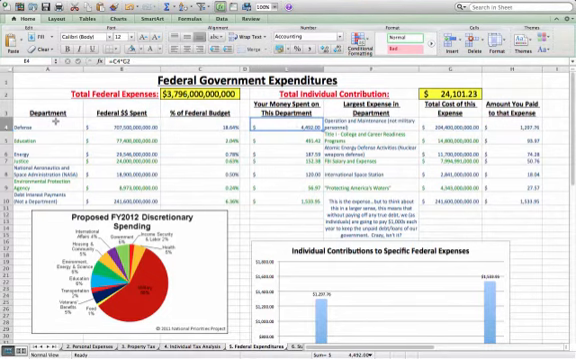Now, if you want to look at the largest expense in that department, it was on operation and maintenance of the military. Not military personnel, but like the equipment, tanks, ships, all that good stuff. And you actually paid about $1,300 for that. So maybe you're happy with it, maybe you're not happy with it. You could argue that.